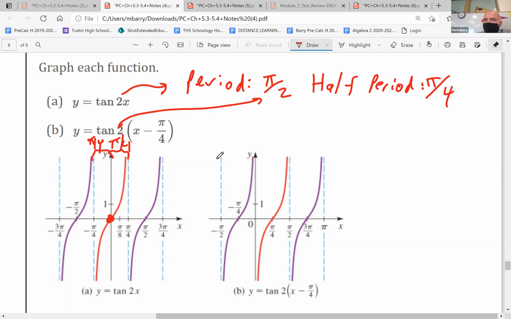So the next one's the same idea here, except that starting point gets moved to the right, pi over 4. So that's the only reason that the starting point wouldn't be at 0, 0, is if you have a shift. But you can still see the half period to the right would be pi over 4. The half period to the left would be pi over 4. And that's where your two asymptotes are.